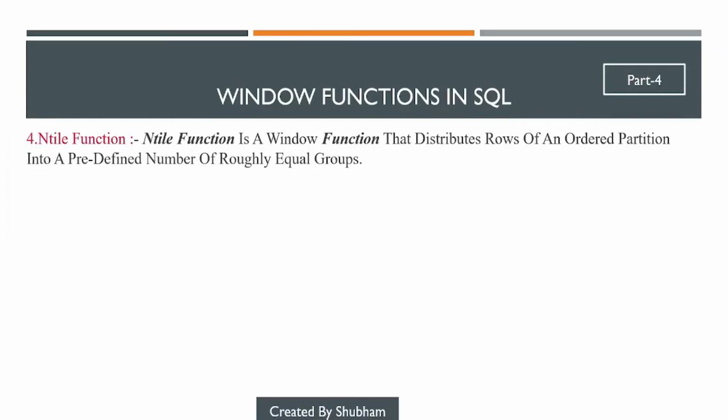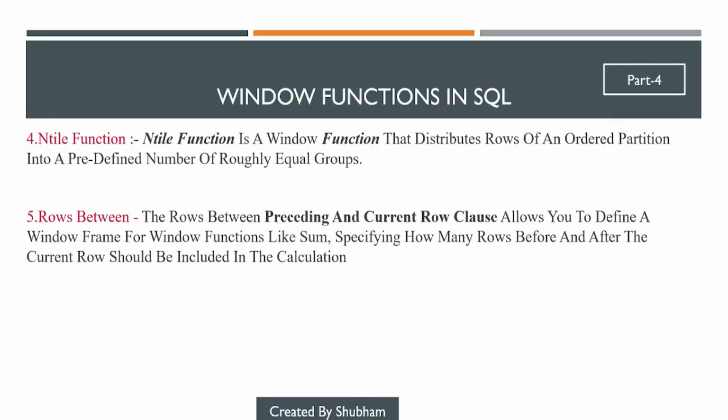So our next window function name is Rows Between. There is no such specific function of Rows Between, but with the help of Rows Between guys, we can calculate cumulative values. So let's first understand the definition. The Rows Between preceding and current row clause allows you to define a window frame for a window function like sum, specifying how many rows before and after the current row should be included in the calculation. So let's learn how we can apply Rows Between in SQL.